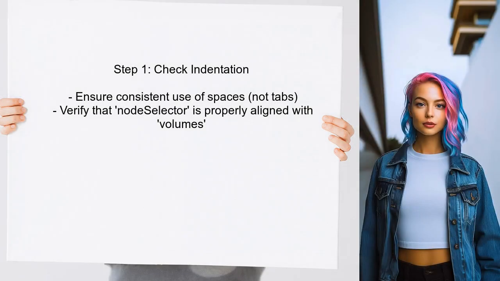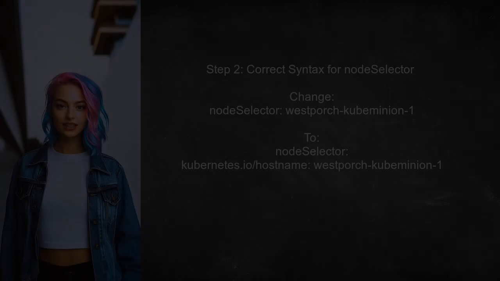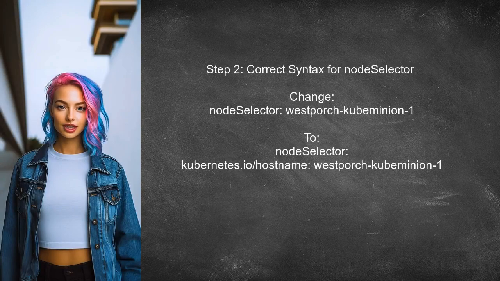The first step to resolve the error is to check the indentation in the YAML file. YAML is very sensitive to spaces and tabs, so it's important to ensure that everything is aligned correctly. Next, the user should correct the syntax for the node selector. The current line is incorrectly formatted. It should be a key-value pair, with the key being nodeSelector and the value being a map.